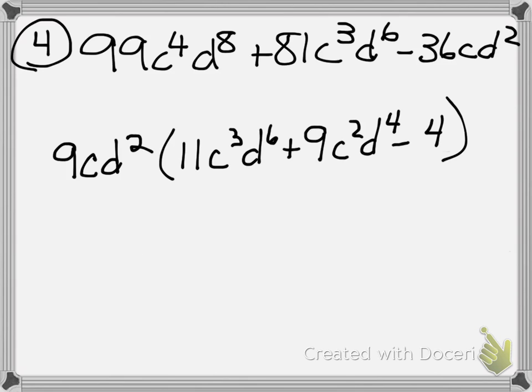9 times 11 is 99. 1 plus 3 would be c to the fourth. 2 plus 6 would be d to the eighth. 9 times 9 is 81. 1 plus 2 makes c to the third. 2 plus 4 makes d to the sixth. And negative 4 times 9 is negative 36. C, d to the second. Awesome. I hope you did well.